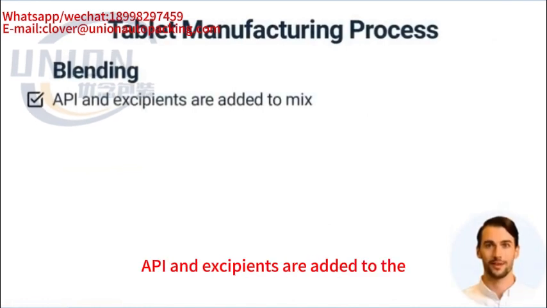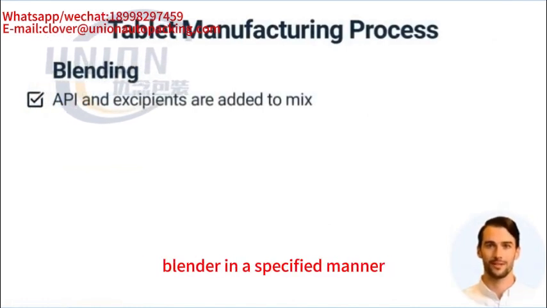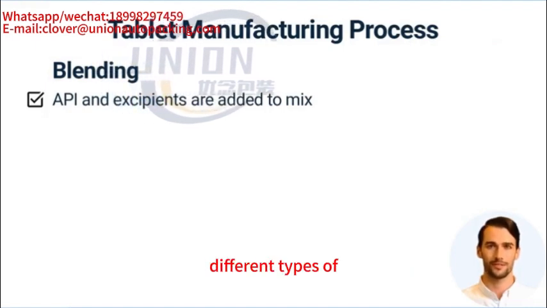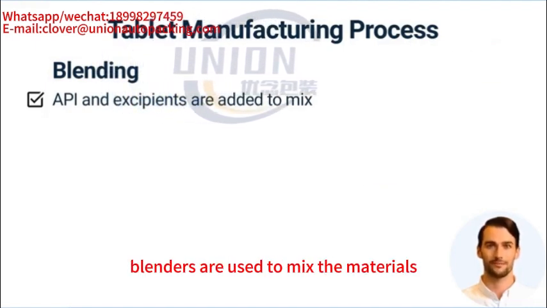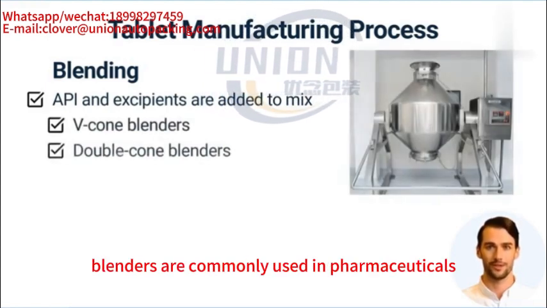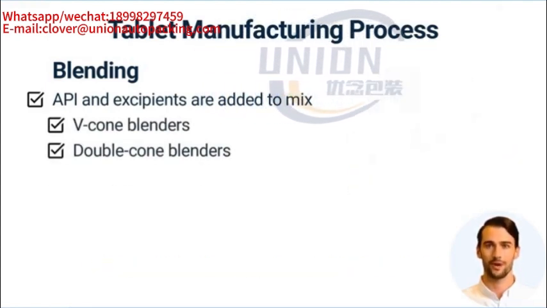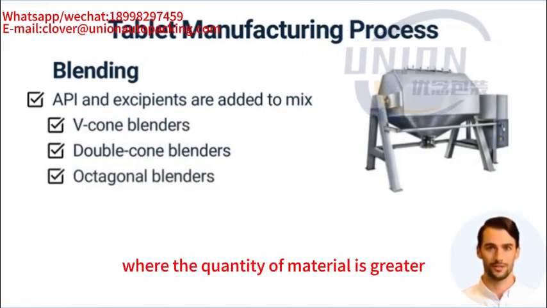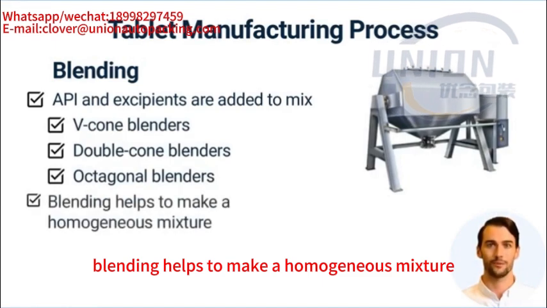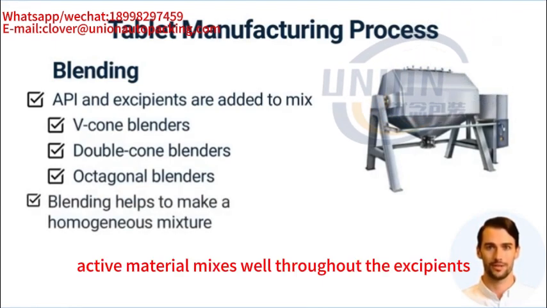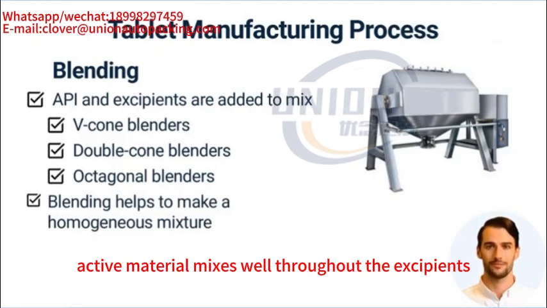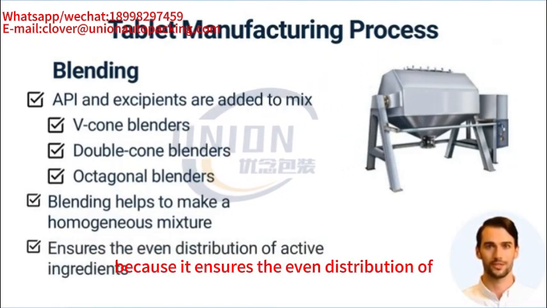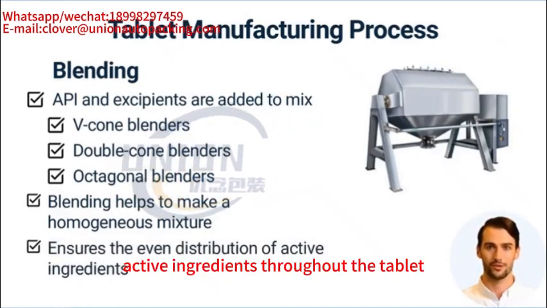After dispensing, API and excipients are added to the blender in a specified manner and mixed together to form a uniform mixture. Different types of blenders are used to mix the materials. V-cone blenders and double-cone blenders are commonly used in pharmaceuticals. Octagonal blenders are also used for large batches, where the quantity of material is greater. Blending helps to make a homogeneous mixture, where active material mixes well throughout the excipients. Blending plays an important role in tablet manufacturing, because it ensures the even distribution of active ingredients throughout the tablet.